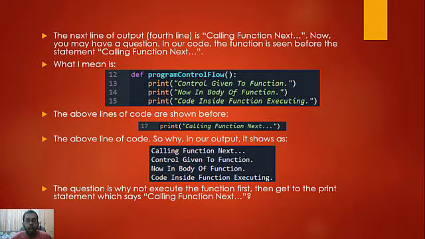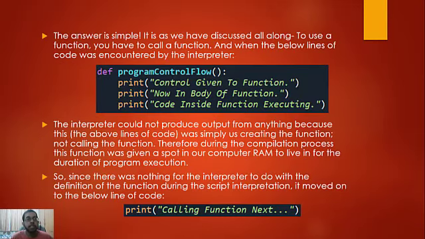The question is, why not execute the function first and then get to the print statement which says calling function next? The answer is simple. It is as we have discussed all along. To use a function, you have to call a function. And when the below lines of code were encountered by the interpreter, define program control flow, print control given to function, print now in body of function, print code inside function executing, the interpreter could not produce output from anything because the above lines of code were simply us creating the function, not calling the function.